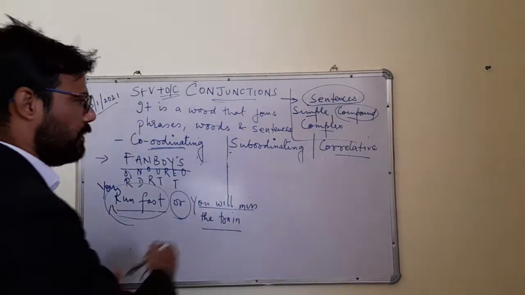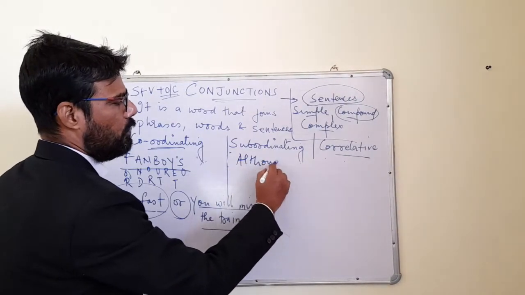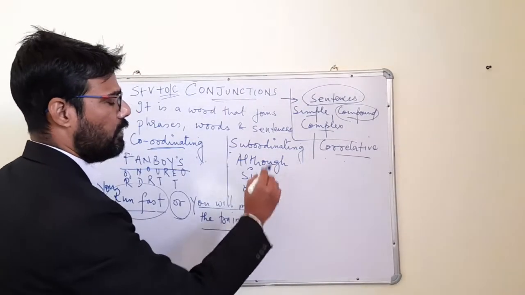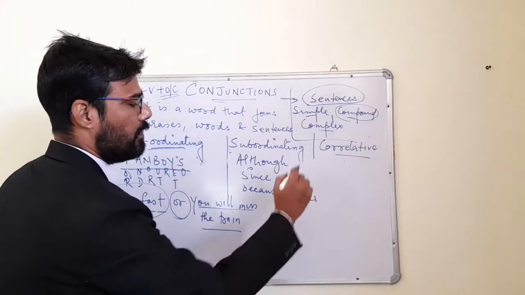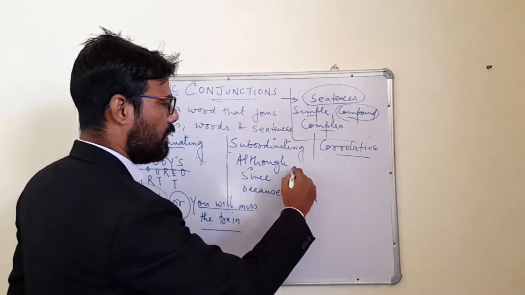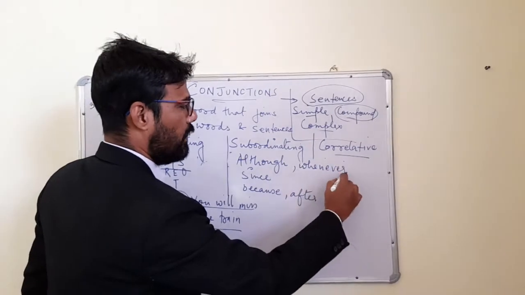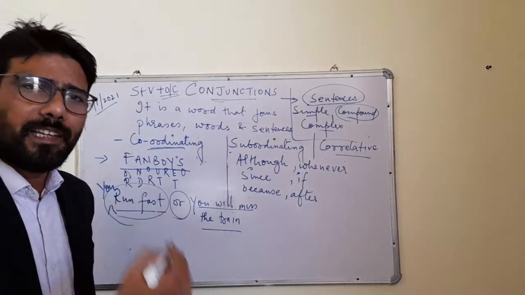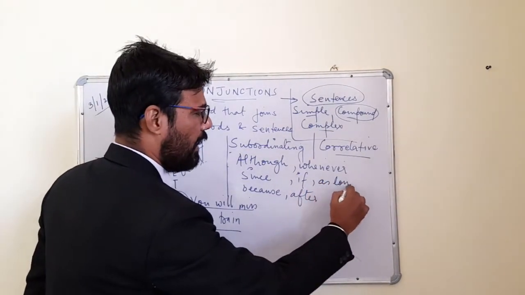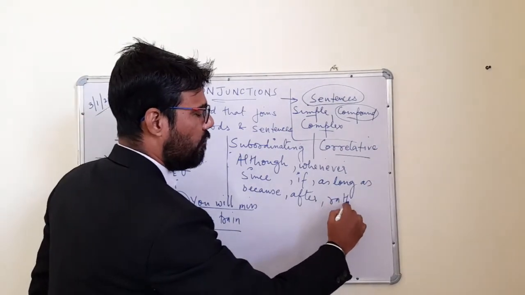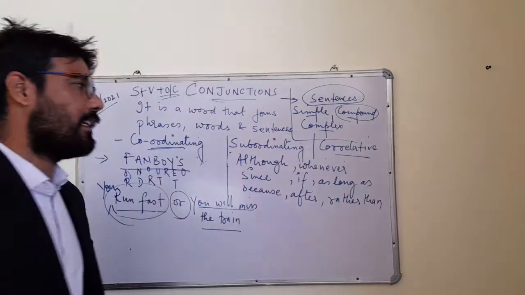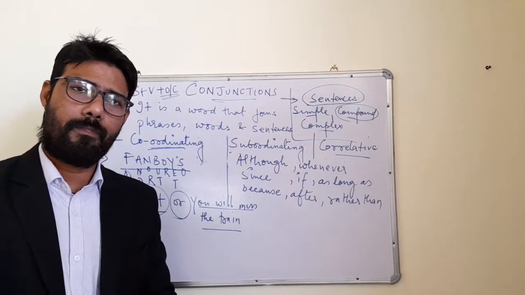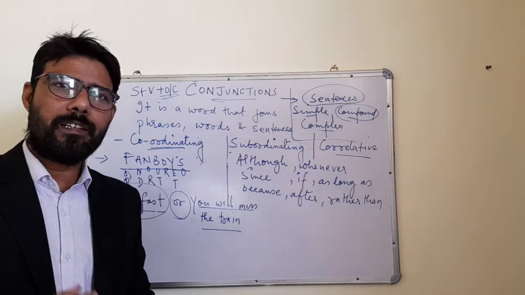There are many, children. Although, since, because, after, right? More, whenever, if. Plenty are there. As long as, rather than, right? As long as, rather than, all are coming under subordinating conjunction. But children, see, how many subordinating conjunctions would you note? How many would you remember? Right? It is not possible to learn grammar this way.